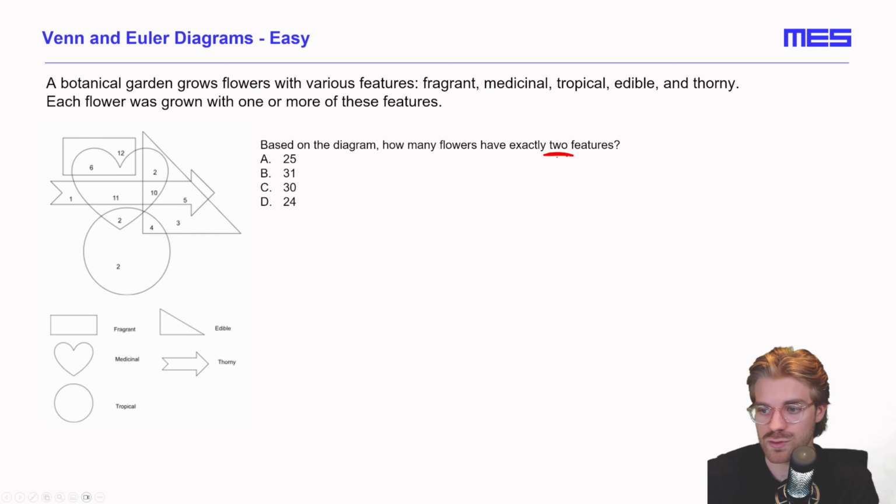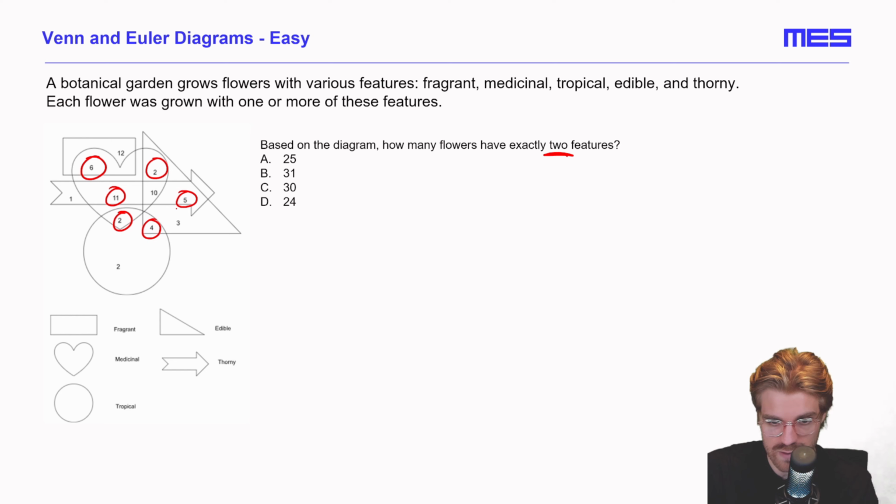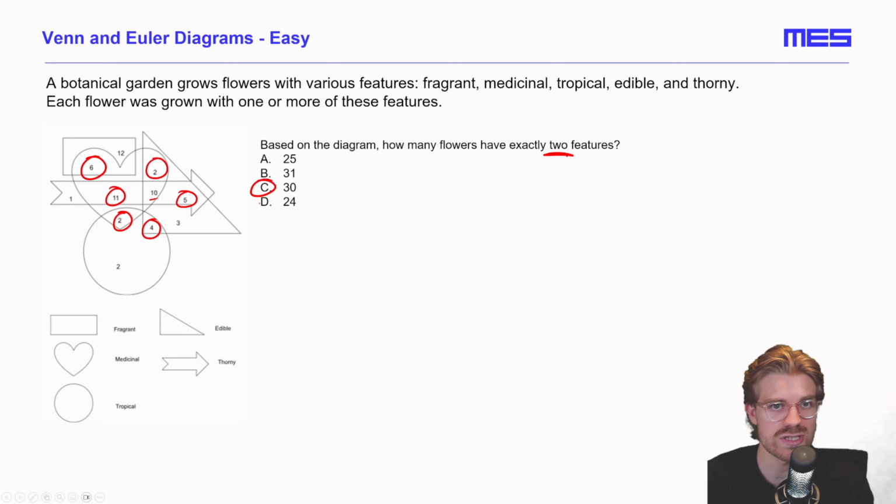So I'm looking for the overlap between two shapes. So we have the 6 there, the 2, the 11 there, because that's the overlap between the arrow and the heart. We have the 2, the overlap between the heart and the circle. We have the 4, and we have the 5. The 10 here would be the overlap between 3 shapes, so wouldn't count. Add all of our numbers together, and we get 30, so C.